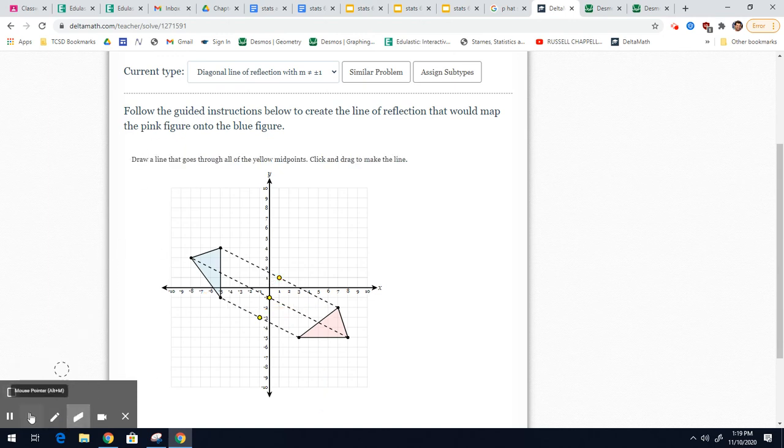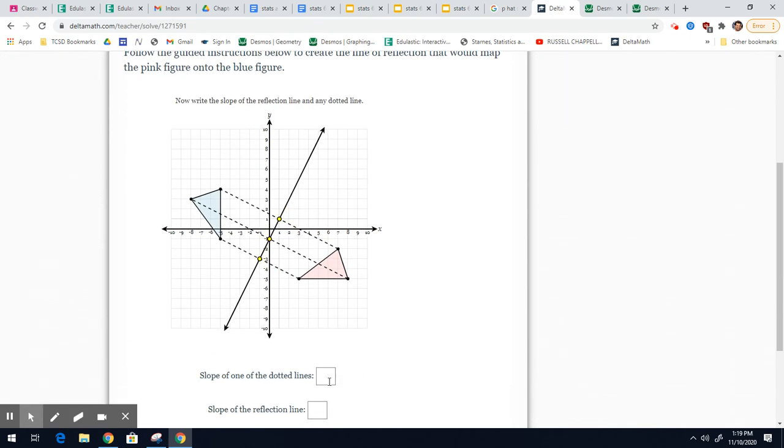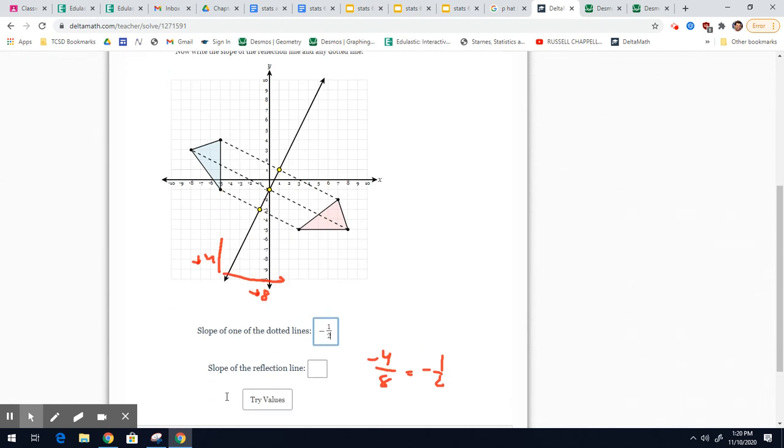Now it says draw a line through all those. So I will. There we go. What's the slope of the dotted lines? Well, the slope of the dotted lines, if you remember, was down 4 and right 8. That's a slope of -4 over 8. That simplifies to -1/2. So the dotted line has a slope of -1/2.